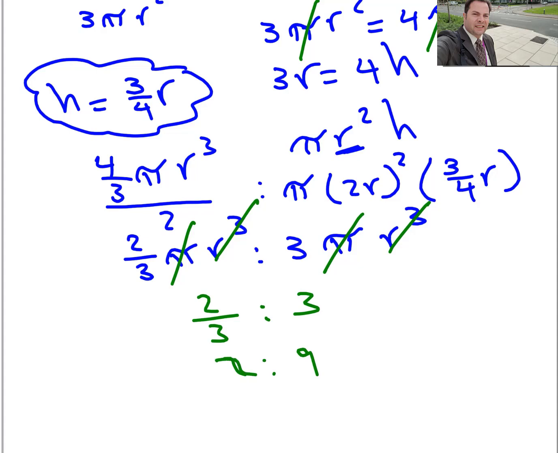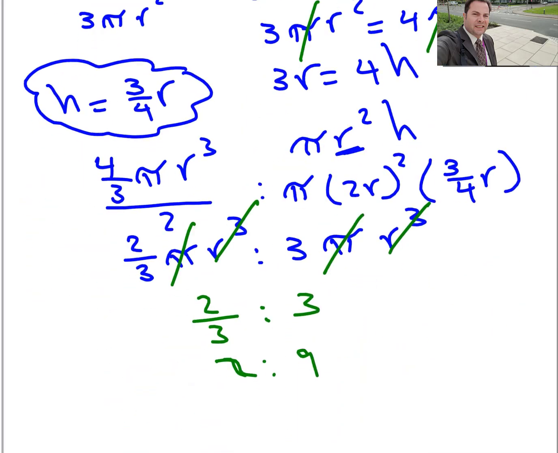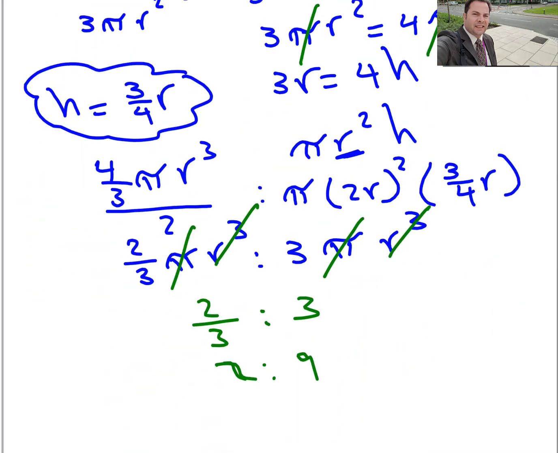But if you look at the question, it's written 1 to m. So for the first term to be 1, you have to divide by 2. 2 divided by 2 is 1. 9 divided by 2 is 4.5. This is the value of m.